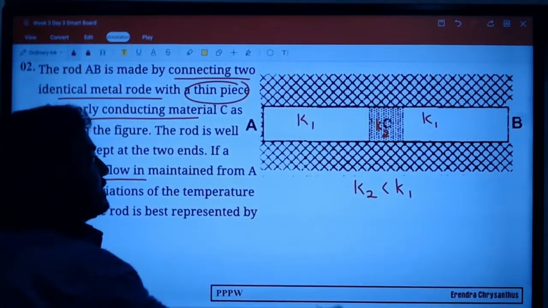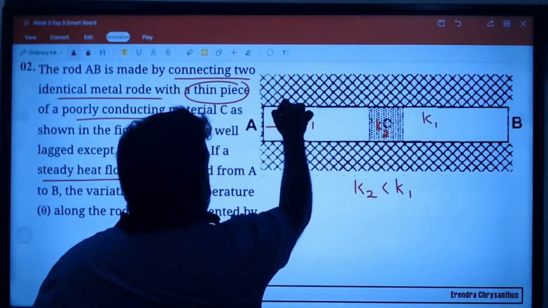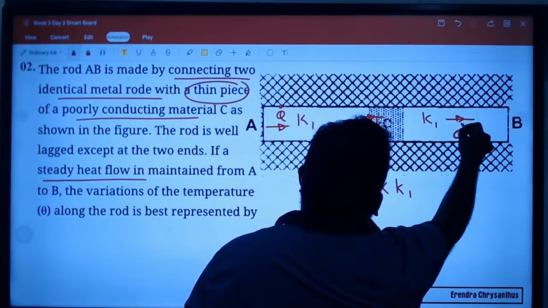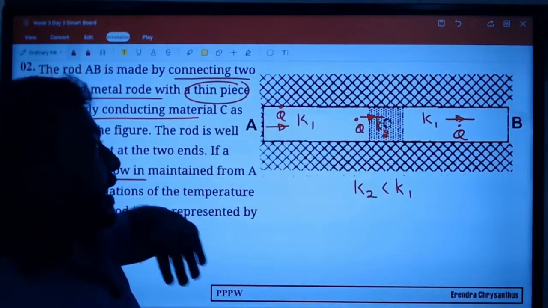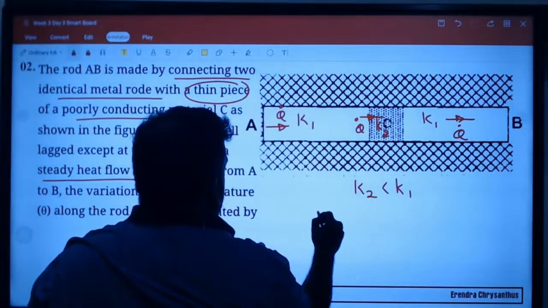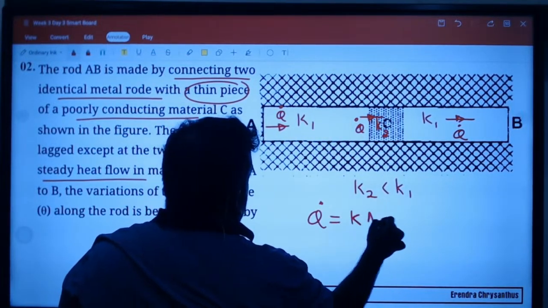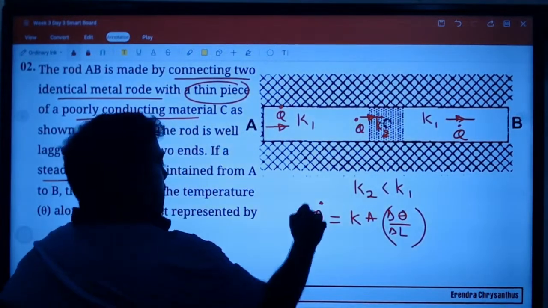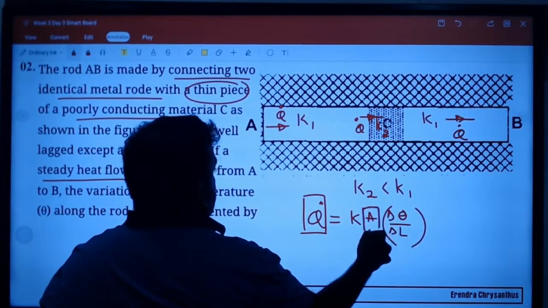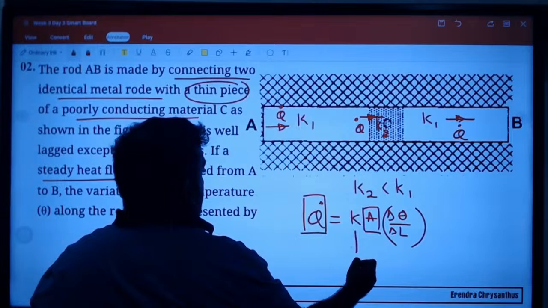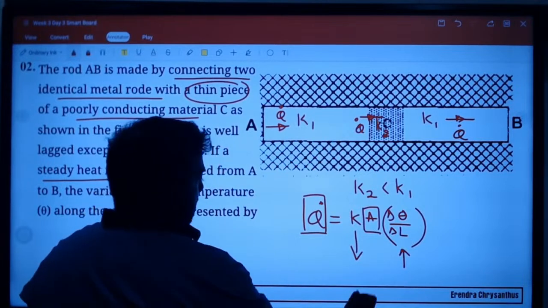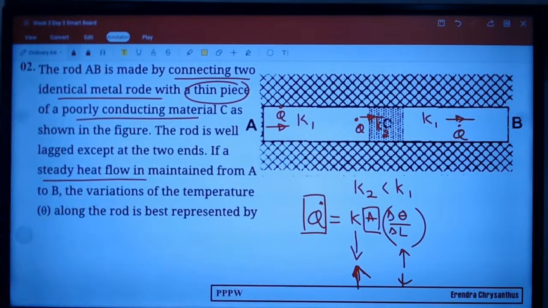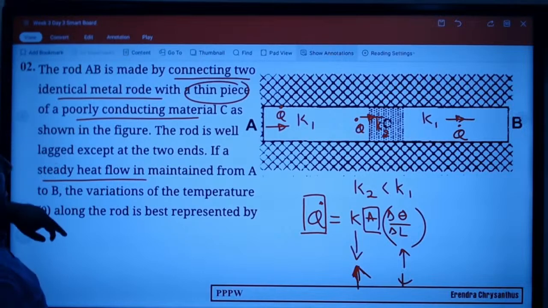What can you say? Series connection. Series connection means the rate at which heat is transferred is the same. Okay, no? Q dot is the same. Q dot is equal to K times A delta theta divided by L. Q dot is constant. Area is constant. Look at this carefully. When K reduces, gradient increases. When K increases, gradient will reduce. Now you must select the correct diagram.